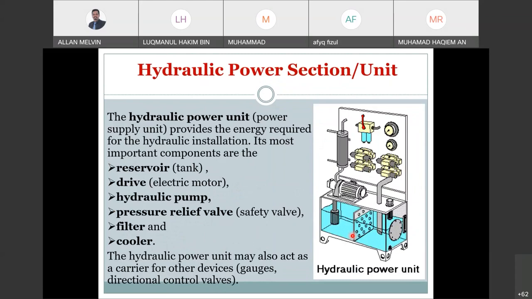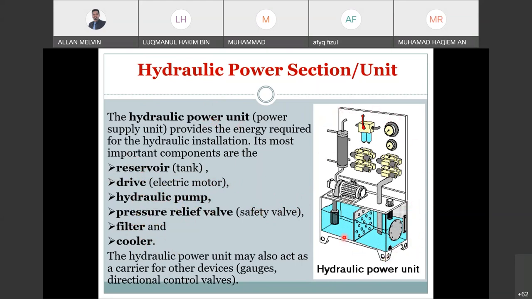The hydraulic power section, or the supply unit, provides the energy required for the hydraulic installation. The most important components are the reservoir, the pump tank, and the drive or electrical motor. The motor is used to start the pump. Then you have the hydraulic pump to push the fluid from one place to another place. Then you have a pressure relief valve or a safety valve, a filter and also a cooler. These are the important components of a hydraulic power unit.